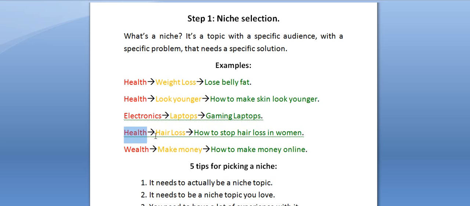Then we're going to go into health, hair loss, how to stop hair loss in women. This is the niche. Wealth, make money, how to make money online. This is the niche. So each of these green ones, these are the markets that you want to enter if you want to make a niche site.